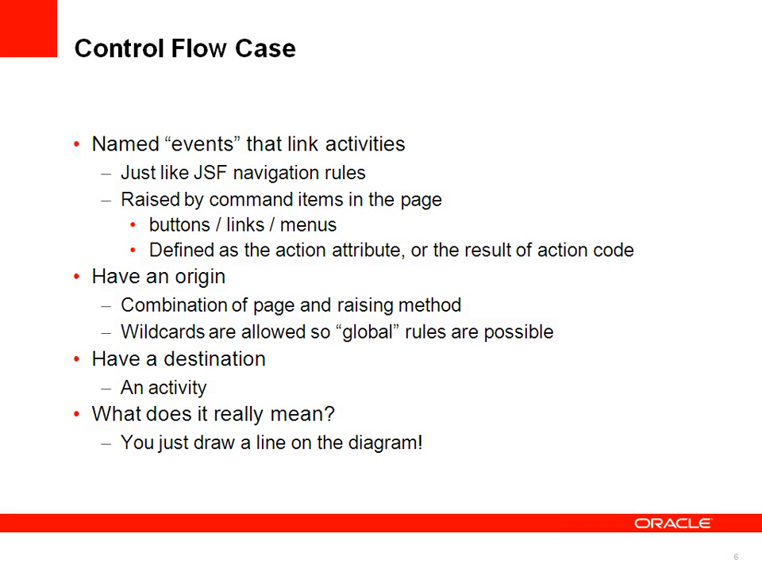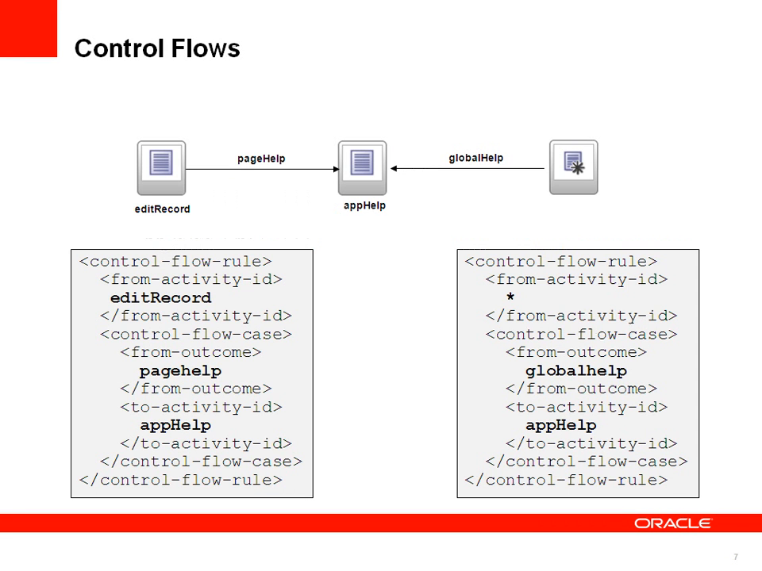And the way that you work with that is you just draw a line between the different activities in Oracle JDeveloper. Though everything ends up being XML markup, the design time is visual, and you just draw a line and you name the line. As you see on the left hand side, there's a page-specific navigation defined for the edit record page, and this navigation event is only available for this page. On the other side, if you look at the right hand side, then there's a global navigation which starts with an asterisk. So the from-activity-id is set to an asterisk, which means that no matter where in your application you are, whenever one of your command items returns global help as the event name, you end up in the application help.